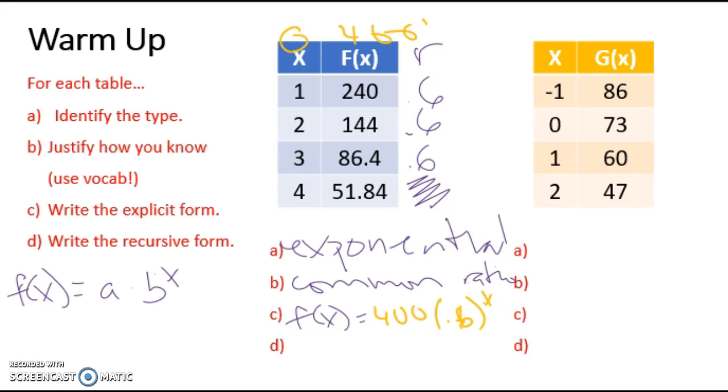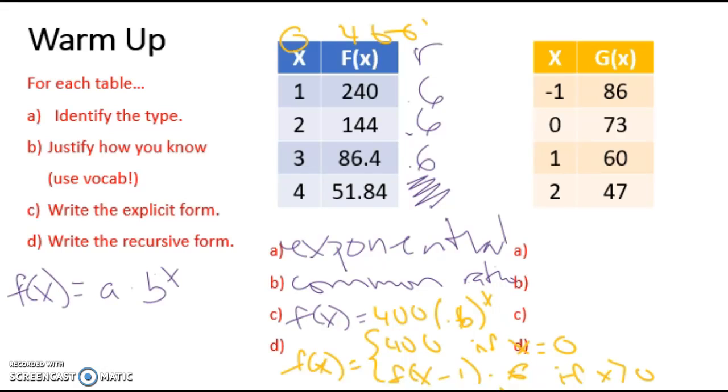Finally, we need to write the recursive form. So recursive, remember, is always going to have this form right here. We can start at 400 as our output, or we can start at 240. So we're going to start with 400 if our input is 0, okay? And then we're going to take our previous output, multiply by 0.6 if x is greater than 0. And there we go.